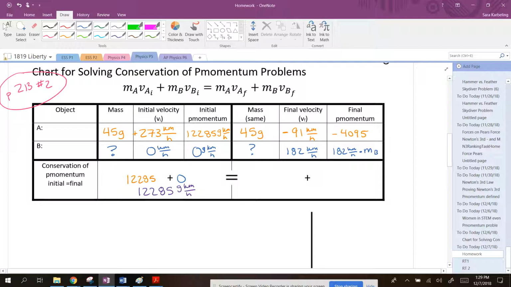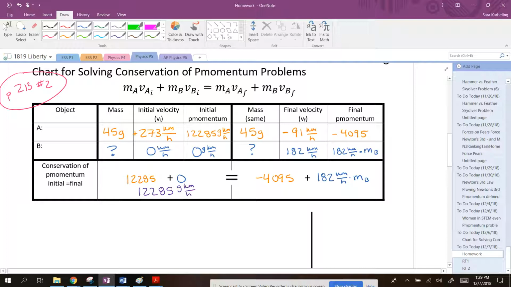Right. This one's a little funny because we don't know the mass. But it's the same process. It's just a different thing you have a question mark about. So then this is going to be negative 4095 plus 182 kilometers per hour times the mass of B. We can't really simplify that, so I'm just going to leave it like that.